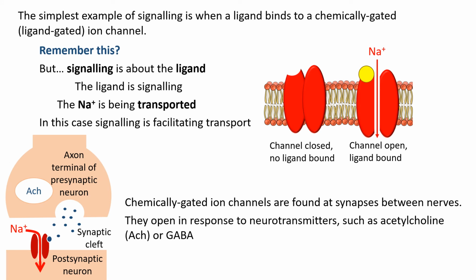Chemically gated ion channels, one place you can find them is the synapses. So they're found in the postsynaptic membrane of the postsynaptic neuron. The chemical in this case will be a neurotransmitter such as acetylcholine or GABA. So our neurotransmitter is exocytosed from the presynaptic neuron into the synaptic cleft. It diffuses across and it binds to chemically gated ion channels.